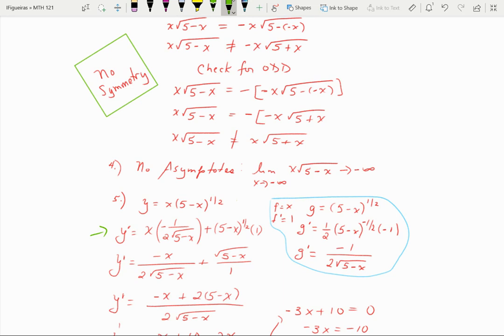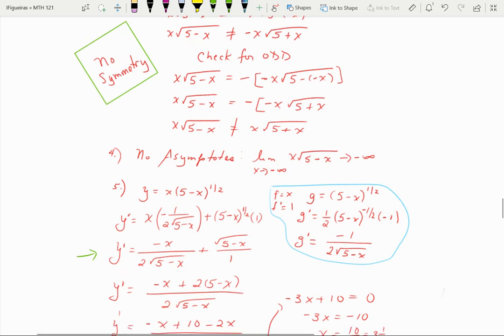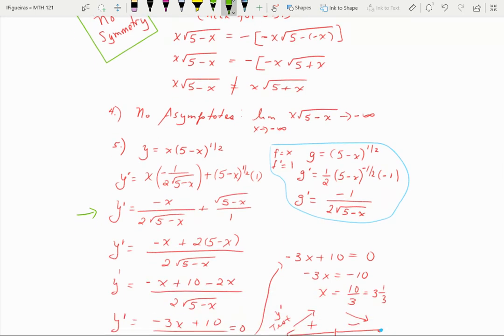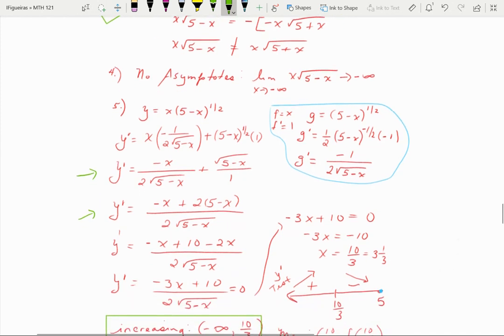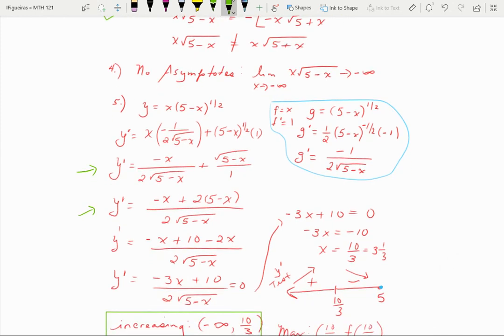You end up with two rational expressions with a different denominator. We get a common denominator, which is 2 root 5 minus x on this line here. And so when you combine like terms in the numerator, your first derivative is negative 3x plus 10 over 2 root 5 minus x. All right, so we solve this, and again, we're just solving the numerator. Negative 3x plus 10 equals 0, that's linear. You get that x is 10/3.